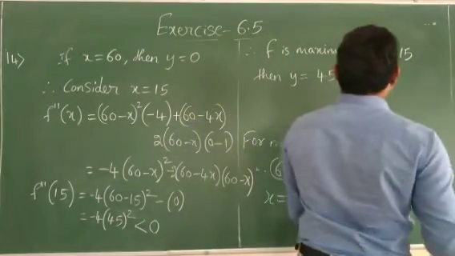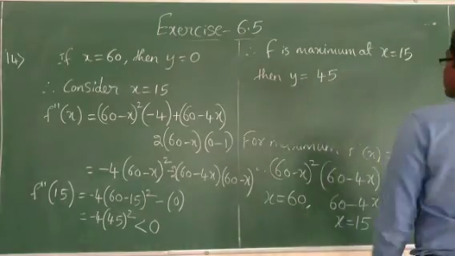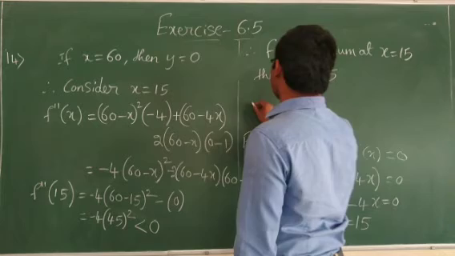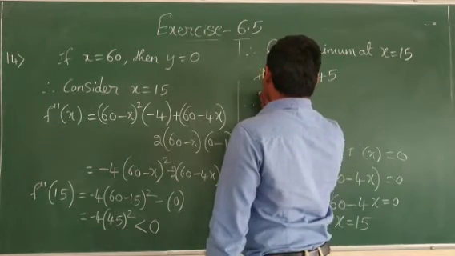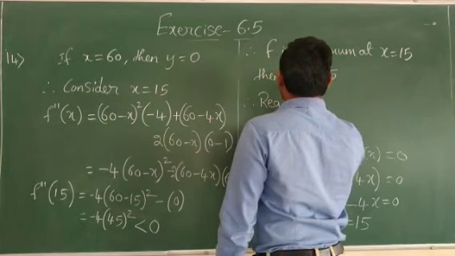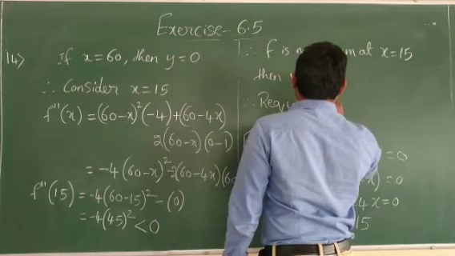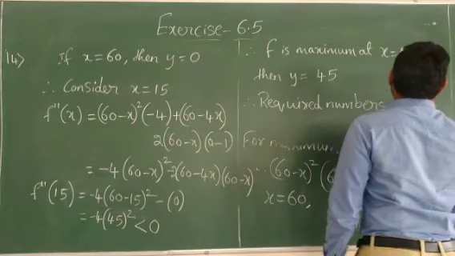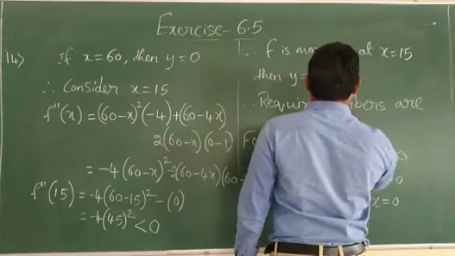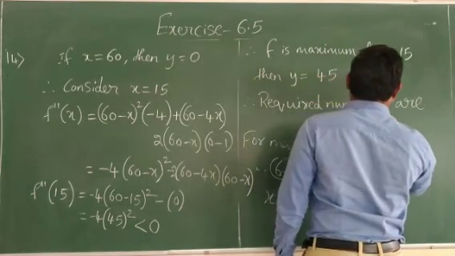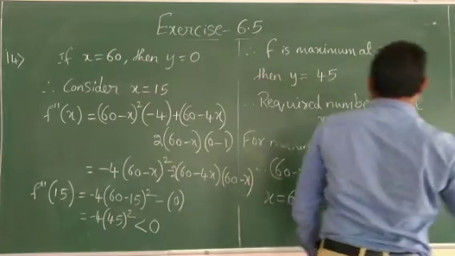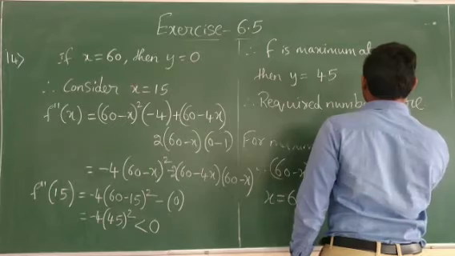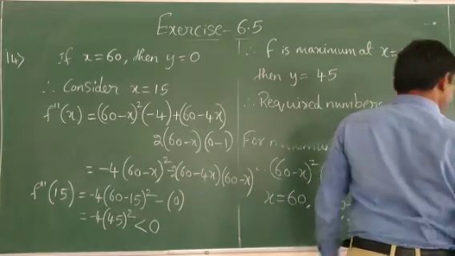You can calculate the maximum value, but it is not asking for the maximum value. So f is maximum at x equal to 15 and y equal to 45. Therefore, the required numbers are x equal to 15 and y equal to 45. Required numbers are 15, 45.